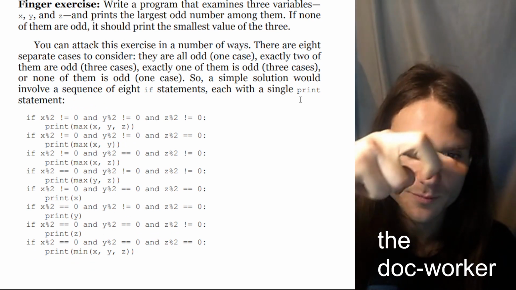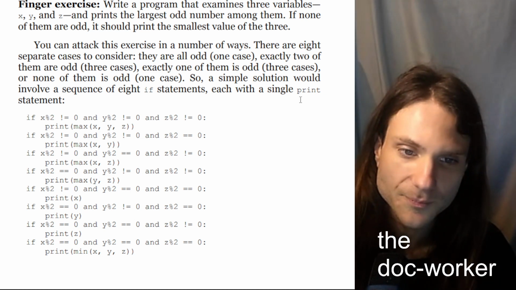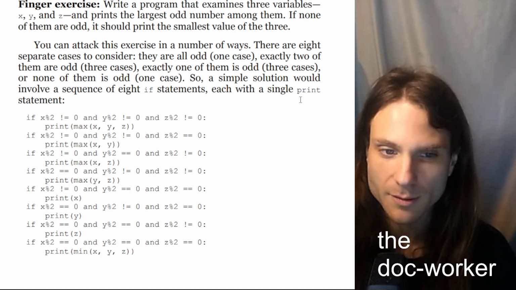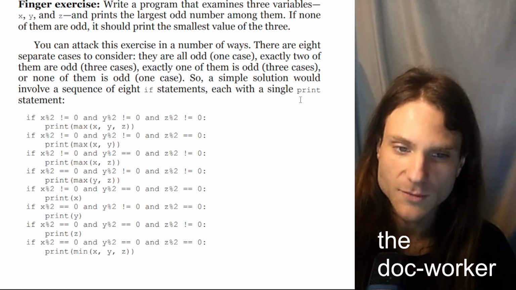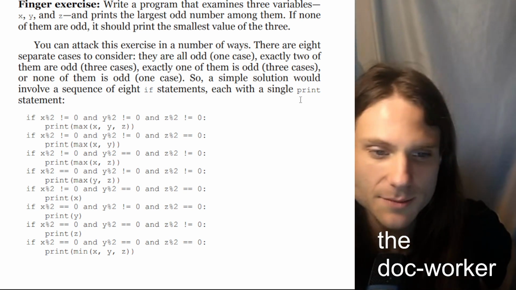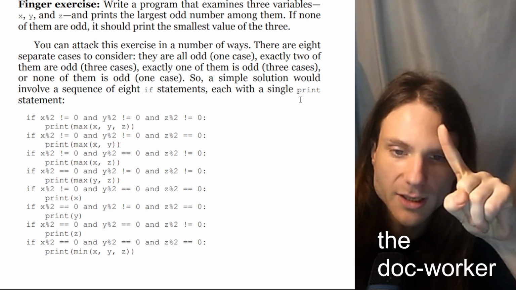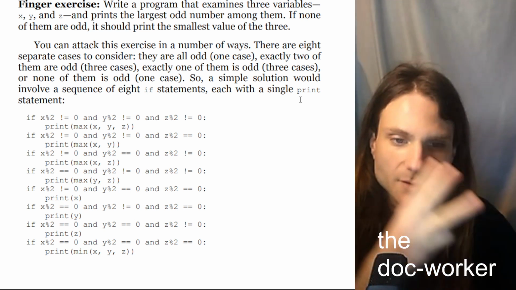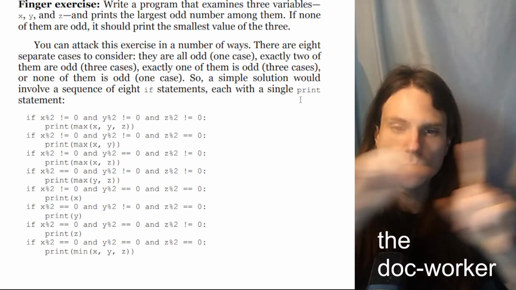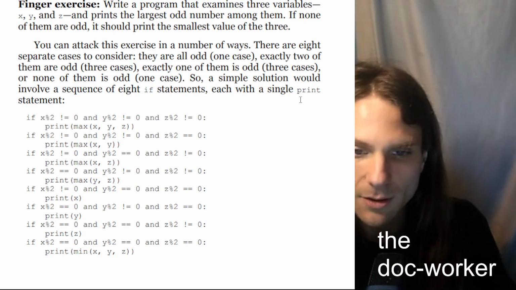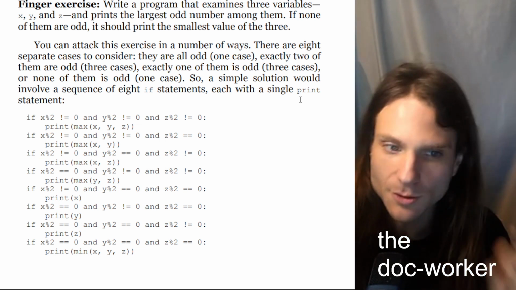Finger exercise. Write a program that examines 3 variables, x, y, and z, and prints the largest odd number among them. If none of them are odd, it should print the smallest value of the 3. You can attack this exercise in a number of ways. There are 8 separate cases to consider. They are all odd, 1 case. Exactly 2 of them are odd, 3 cases. Exactly 1 of them is odd, 3 cases. Or none of them is odd, 1 case. So the simple solution would involve a sequence of 8 if statements, each with a single print statement.